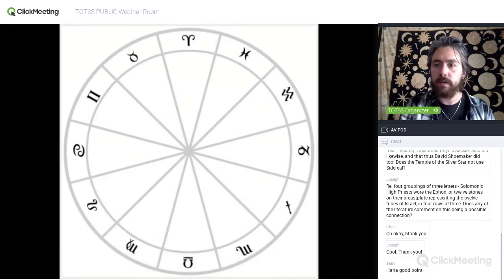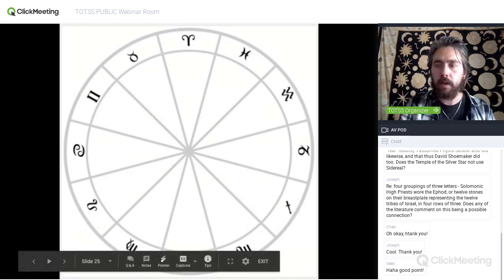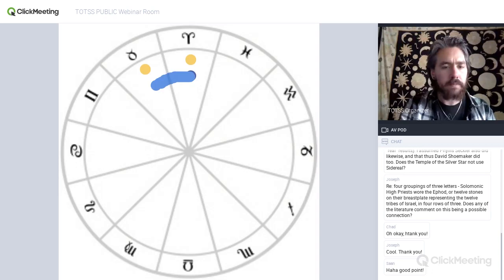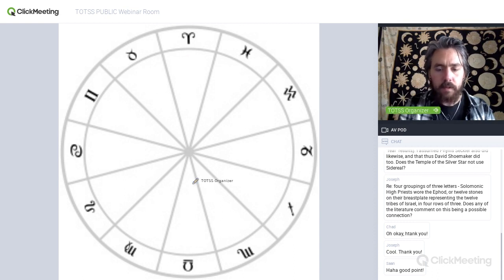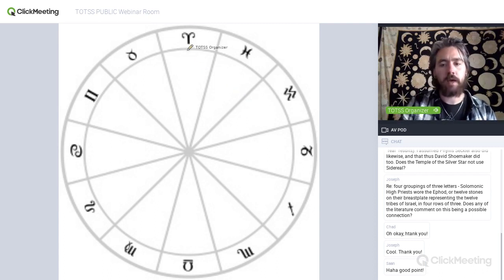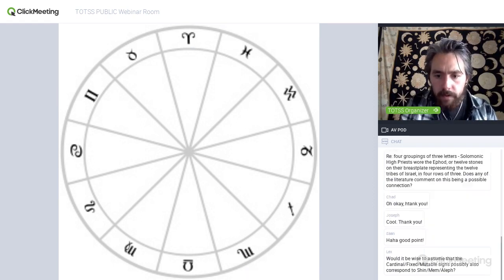Okay, let's see. Maybe I can do this really quickly. So I just wanted to show you, how do I erase that? There we go. Okay, so real quick, I just wanted to show you some of the patterns here with the polarities. So starting with Aries, if you look at the yang polarity, you would have, one second.